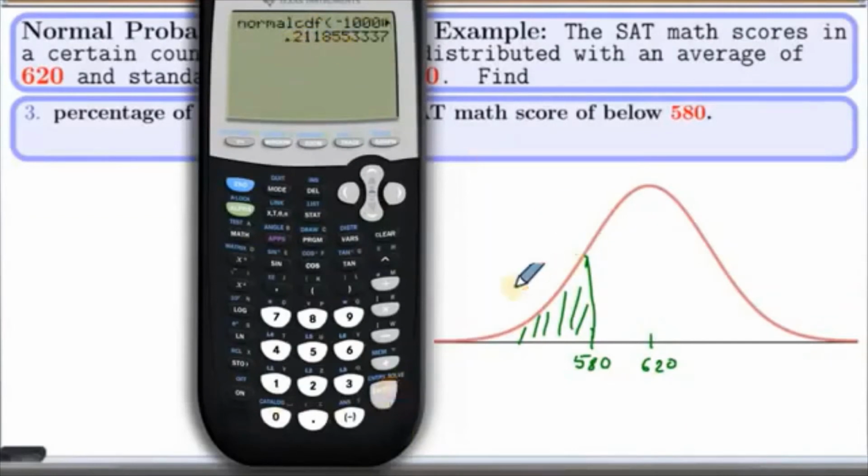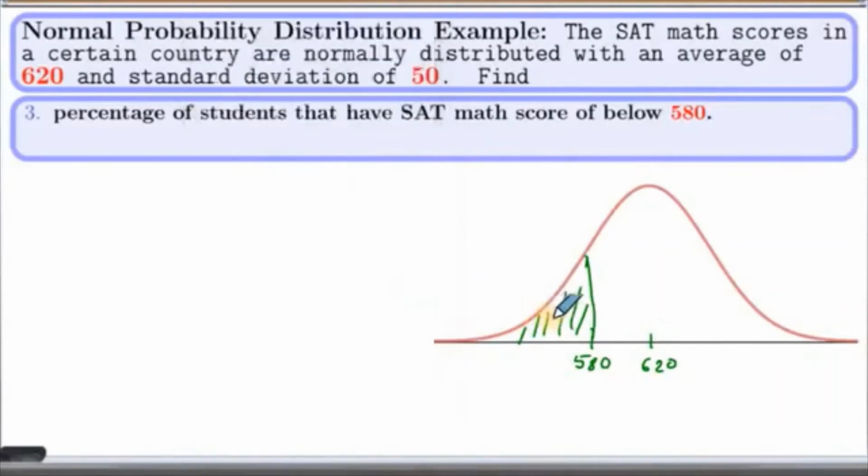We got this number, and this is the area over here, which is 0.2118. We are supposed to find the percentage of students that have an SAT math score of below 580, which is 21.18%. So let me put that down here. That is 21.18%. Now let me show you how to find this area using the table.